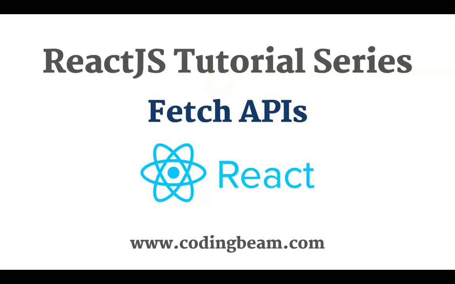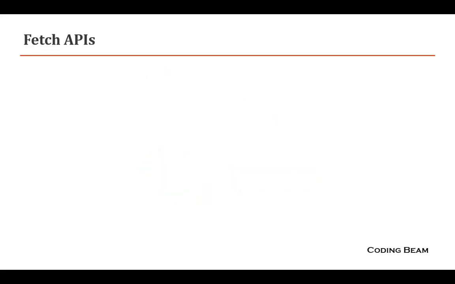So in this video we will learn how to fetch APIs in React. We have another tool to fetch APIs in React, which is Axios, a third party library to make HTTP requests. But we have an alternative that is already available in JavaScript.